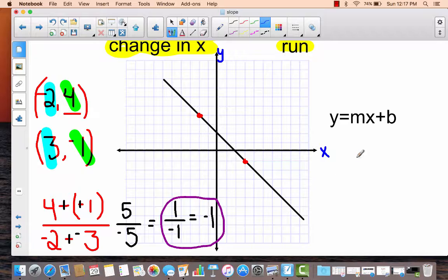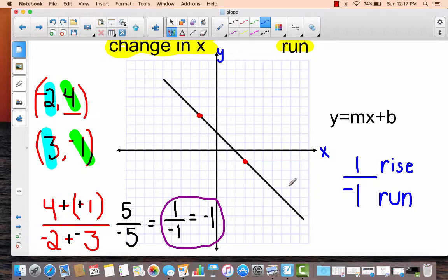So if I look at this fraction, 1 over negative 1, the top number is the rise. And what that means is that's telling me, how do I move along the y-axis? How do I move up or down to get to the next point? So if I was sitting here, the positive 1 would tell me that I should move up 1 spot. The denominator, which is nicknamed the run, tells me how I move horizontally.